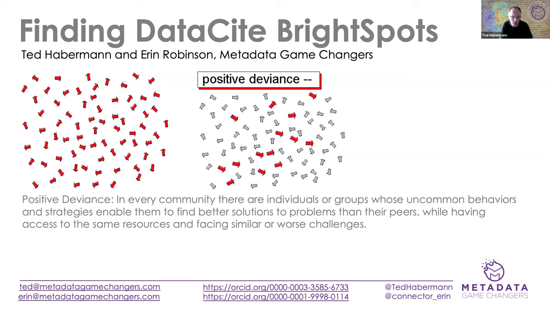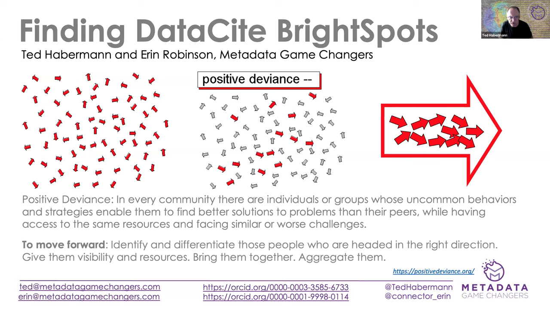And there's a theory of organizational change called positive deviance. Positive deviance says that in every community, there are individuals or groups whose uncommon behaviors and strategies enable them to find better solutions to problems than their peers, while having access to the same resources and facing similar or worse challenges. So the idea is you can identify and differentiate these people who are headed in the right direction, those called bright spots, and give them visibility and resources, bring them together and aggregate them. This is an idea about how organizations evolve that has been very interesting, and I want to think about the work that we're doing with DataCite in terms of it.